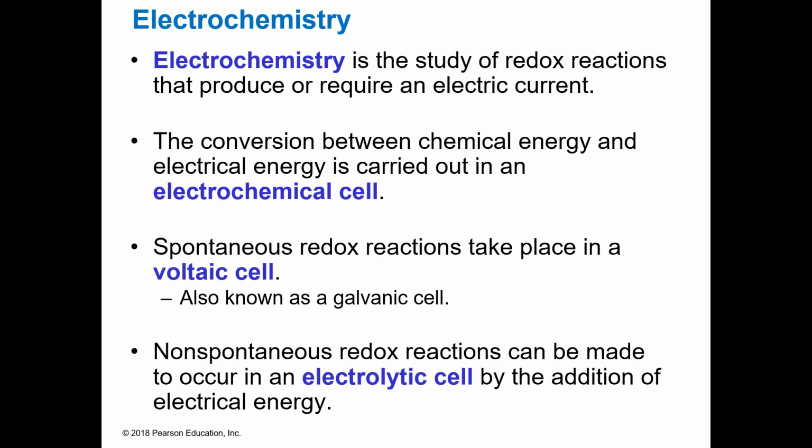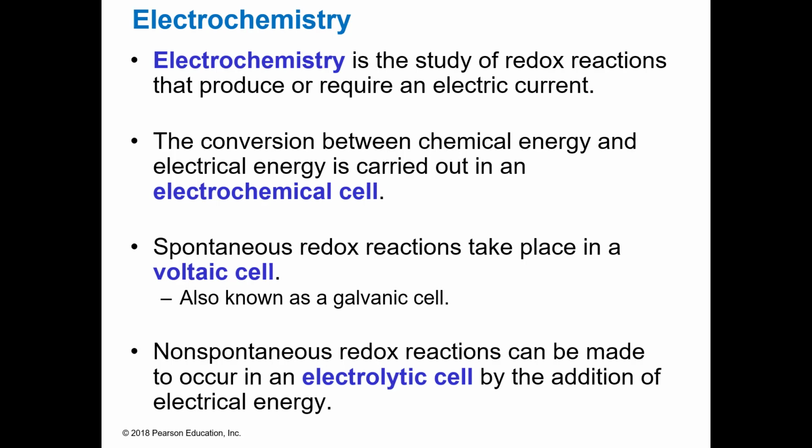Electrochemical cells are conversions of chemical energy into electrical energy. There's the voltaic cell, also called the galvanic cell. Galvanic is an older term that represents cells where spontaneous reactions occur, something like a car battery or a lithium-ion battery.